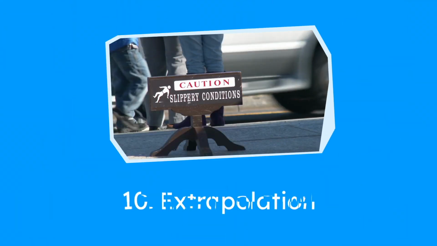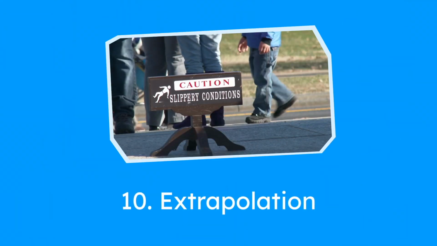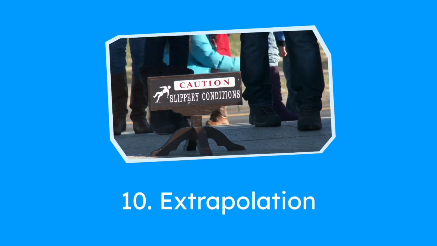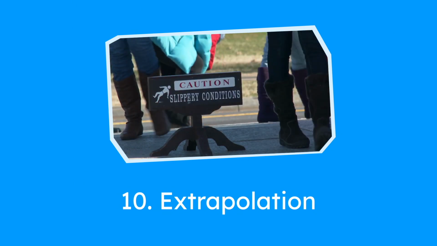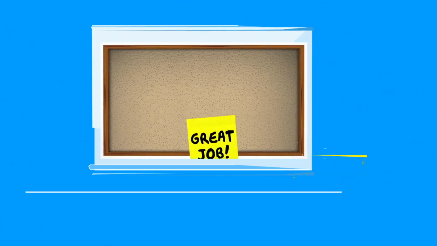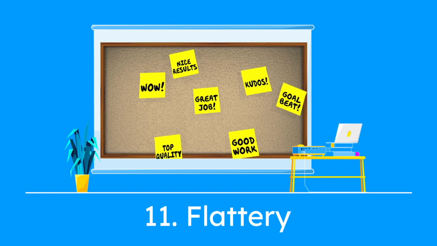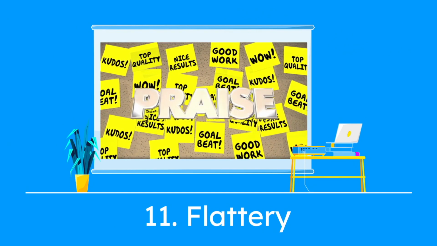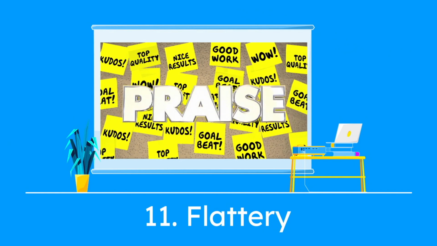Number 10, extrapolation. This is when you mislead someone by drawing huge conclusions from small or basic facts. It is sometimes referred to as a slippery slope and focuses on building fear in the audience. Number 11, flattery. This is when you overly praise someone in order to persuade someone. It's great for the ego, but a poor persuasive technique.